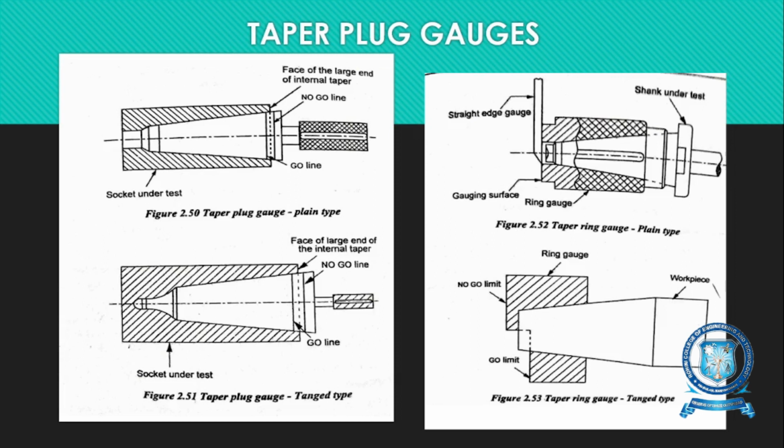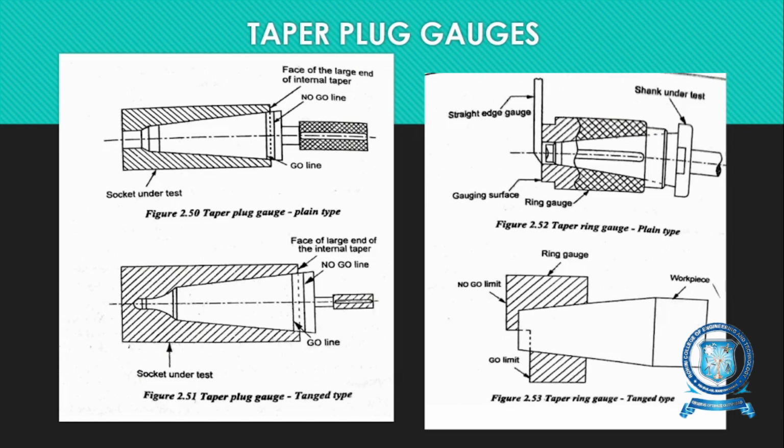So here, when we are talking about the taper plug gauge, these plug gauges are used to check the tapered holes. It has two lines: one is a go line and another one is a no go line. When checking a taper hole, the taper plug gauge is inserted in the hole and slight pressure is exerted against it. If the no go line remains outside the hole and the go line remains inside the hole, it indicates that the taper angle is correct.